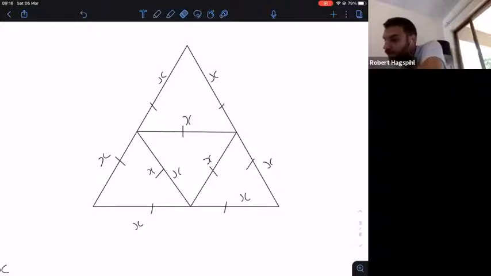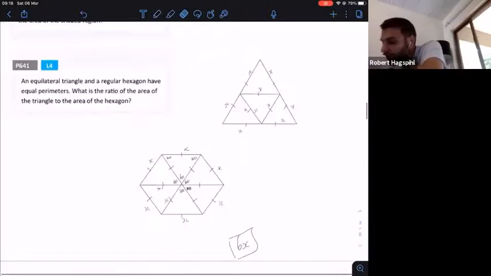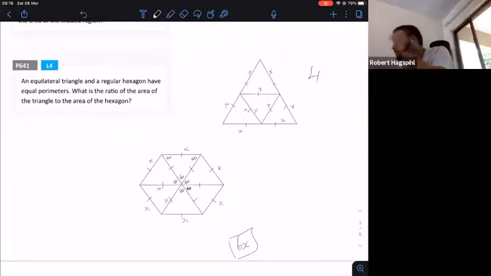All right, does everybody see that here I've got 4 triangles that are equilateral triangles with side length x. Here I've got 6 equilateral triangles with side length x. All right, and so if I've got 4 of the same to 6 of the same, the ratio is going to be 4 to 6, which is 2 to 3.